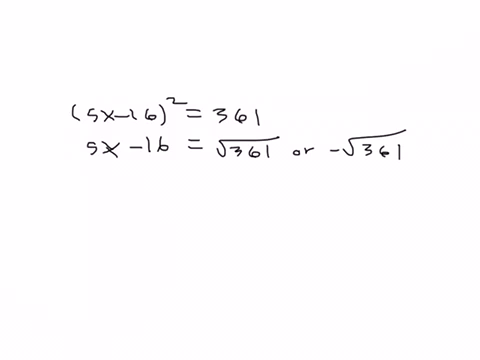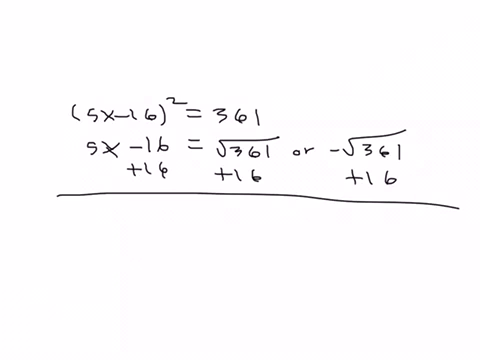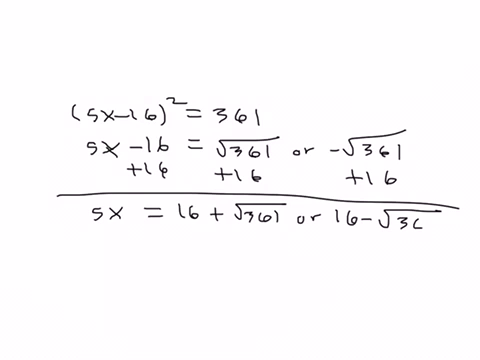So let's solve this. Okay, so I'm going to add 16 to both sides. Well, I'm going to add 16 to everything. There's not really both sides. And I get 5x equals 16 plus square root of 361, or, what did I add to both sides? 16. So 16 minus the square root of 361.